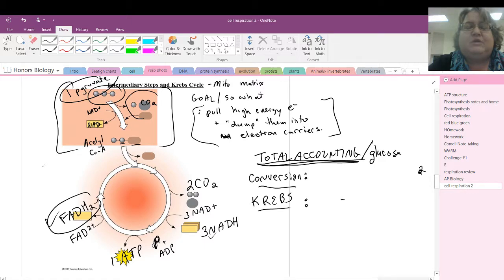Well, our goal is we want to capture these high energy electrons with a hydrogen and put them into an electron carrier. Remember, those are our little dump trucks that are carrying the electron and the hydrogen. And of course, we know one of them is NADH. The other one is called FADH2. Now, don't concern yourself about the differences. What you need to remember is that there are molecules that can take up an electron. They can also then give that electron to another process.